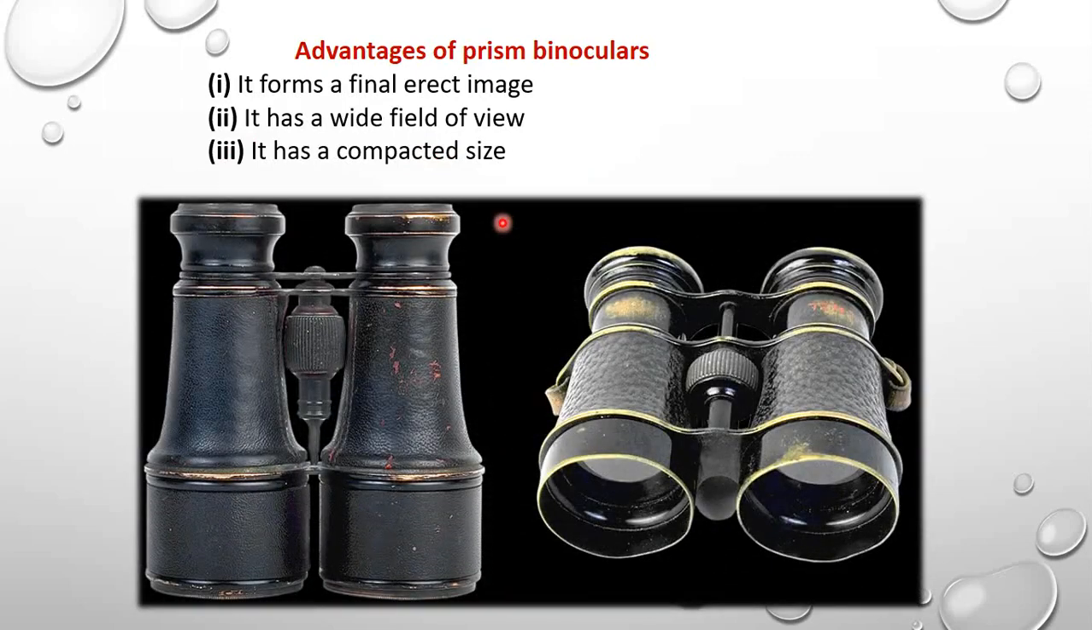So this is how this prism binocular looks. Or it can be like this. Of course, this is if I look at it from above, so this is the other way. So this is what you call a prism binocular. It is also used for viewing distant objects.